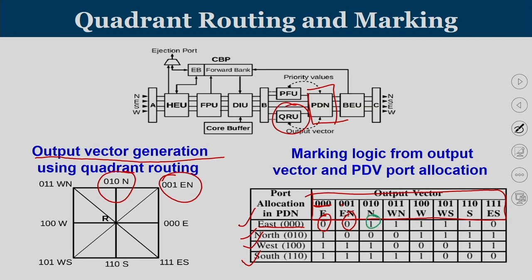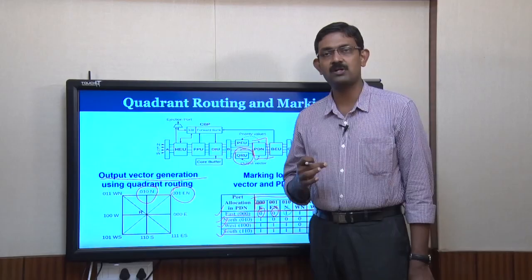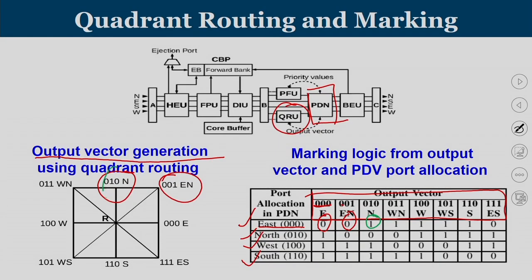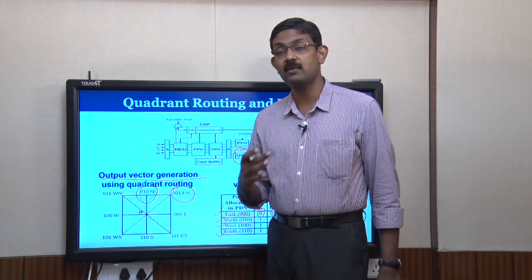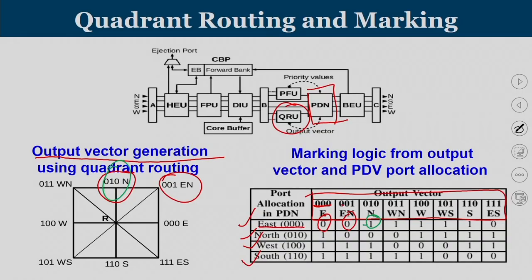So, when the output port assigned to a flit is east, but its quadrant vector is 010, that means it needed exactly north. 010 means exactly north is what I am looking for, but what I got is east. So, in that case, the flit is not in productive direction. That is why it is marked as 1.